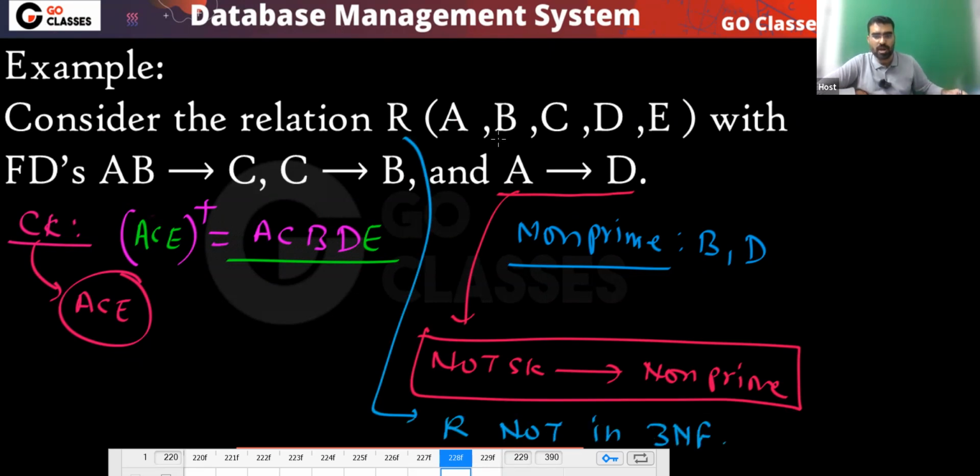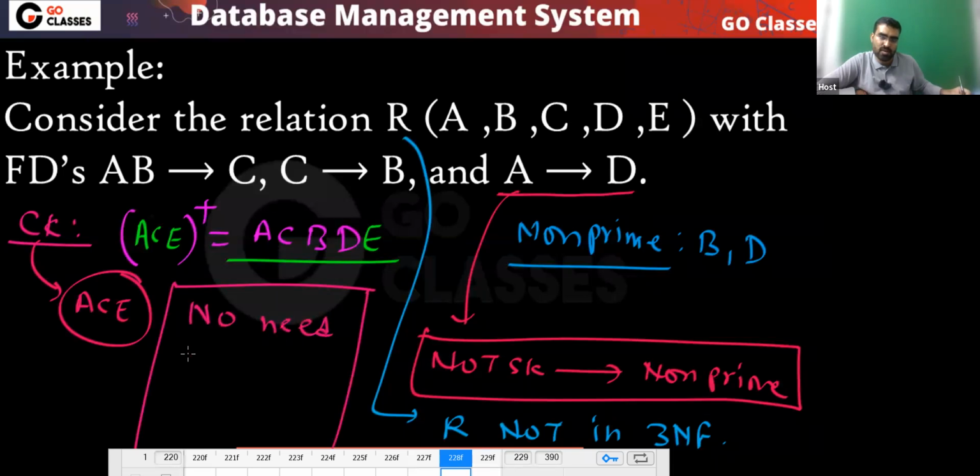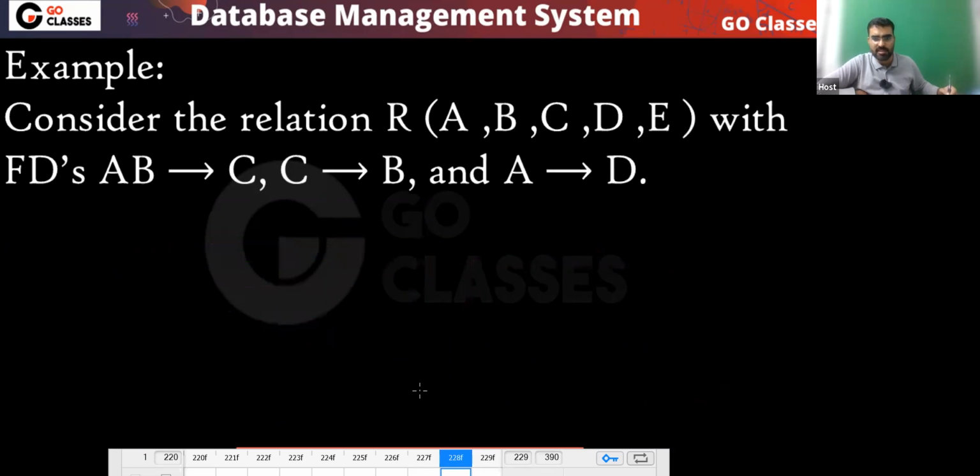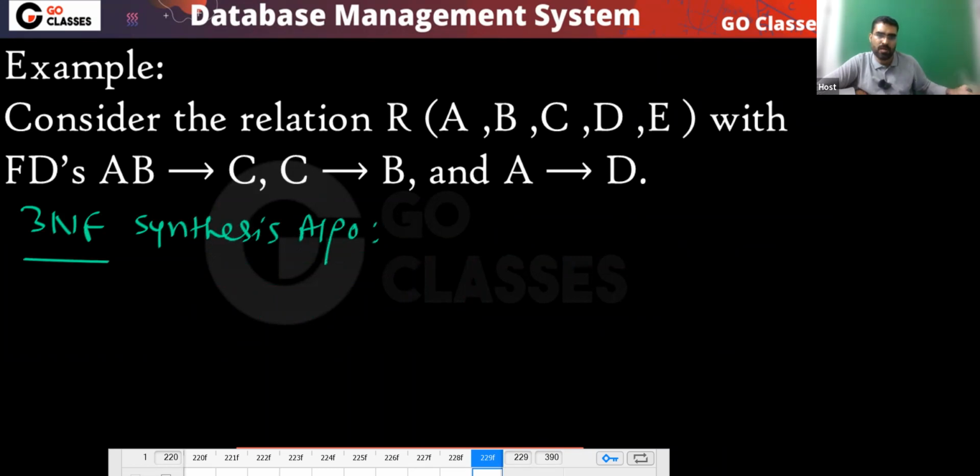Now you don't have to care about the violations. No need to find all violations, because this algorithm does not care about violations. Agree? So now you can apply this 3NF synthesis algorithm.